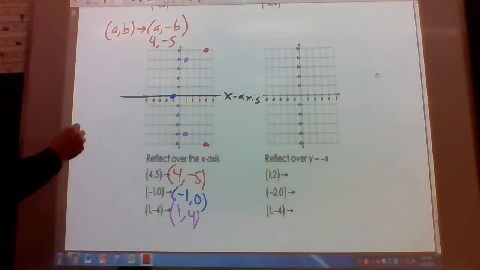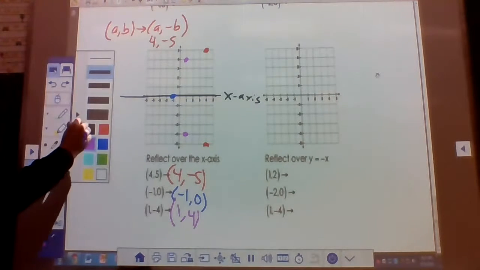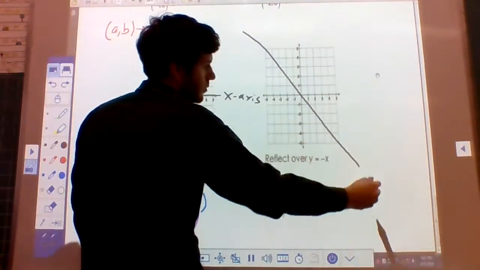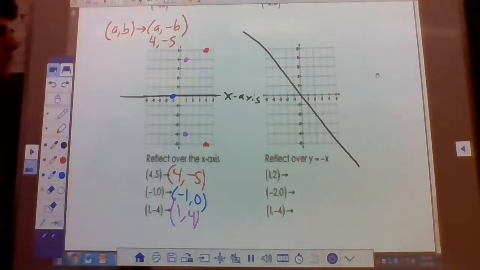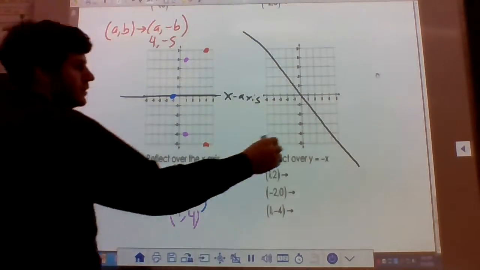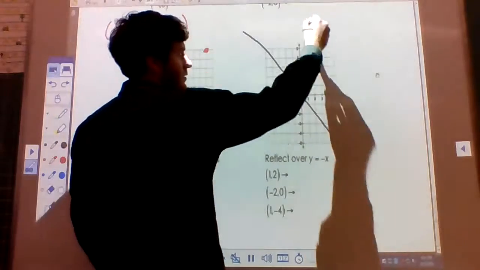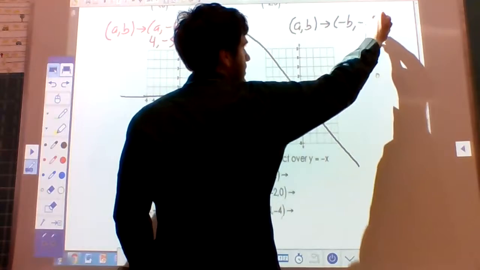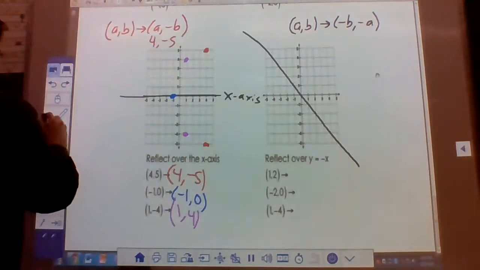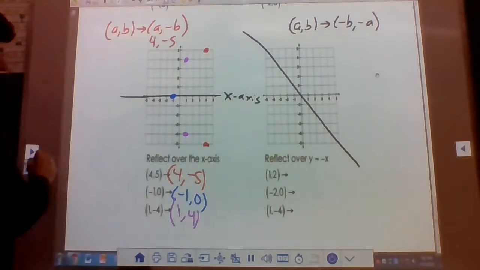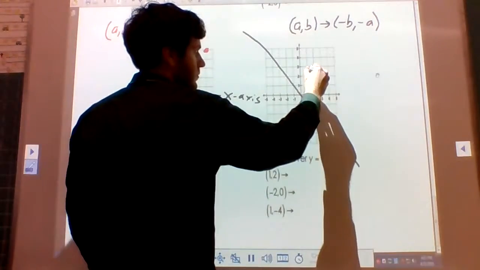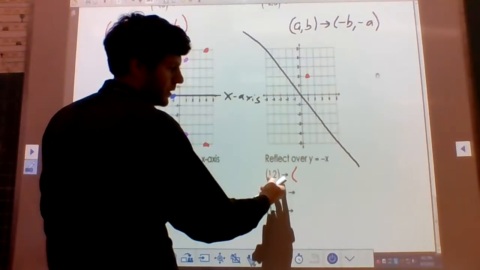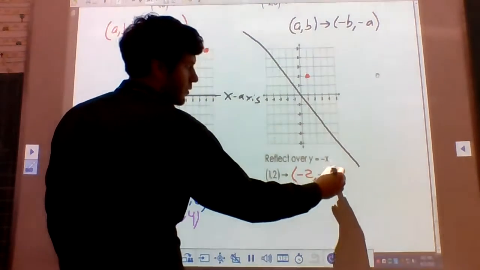All right, last one. We are reflecting over the line y equals negative x. Again, that's our line with a slope of negative 1 and a y-intercept of 0. Our formula for reflecting over the line y equals negative x is (a, b) goes to (negative b, negative a). Okay, so 1, 2. It's going to go to, flip them, so 2, 1, and then make them negative. Negative 2, negative 1.